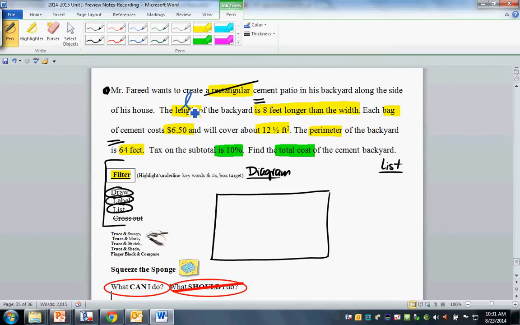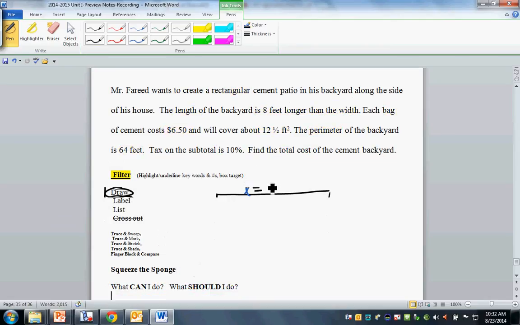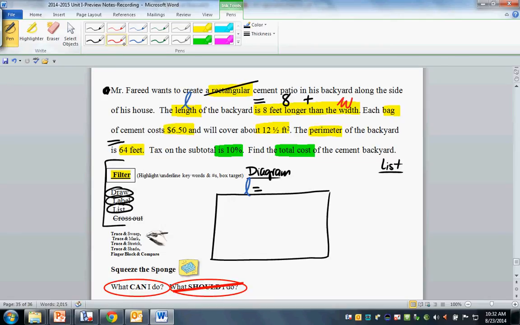The length of the backyard is 8 feet longer than the width. So here's the width. 8 feet longer than, it doesn't say 8 times longer than, it's 8 feet longer than, so it's the width plus 8. So let's write that out. The length equals the width plus 8 feet. Cross it out.